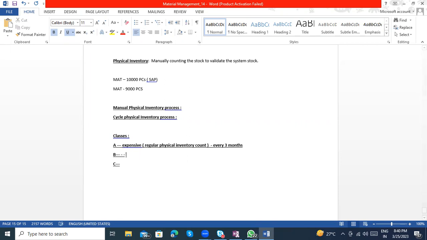And the other, not too expensive, but we need to take it up. This also needs to be checked. So every 6 months we can plan the physical inventory. The system will generate a physical inventory document, and the counting will start for these materials.